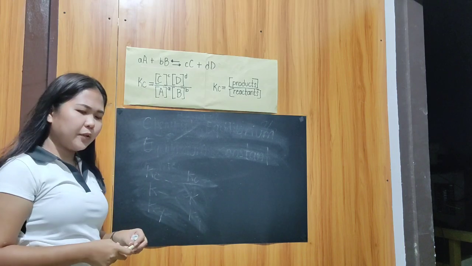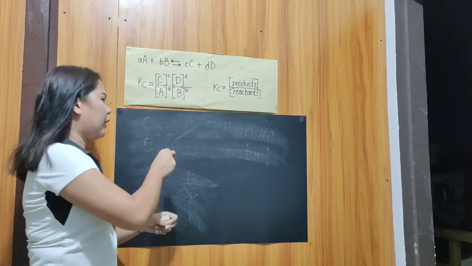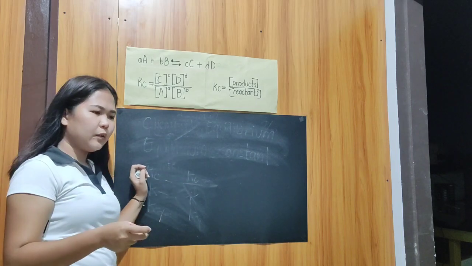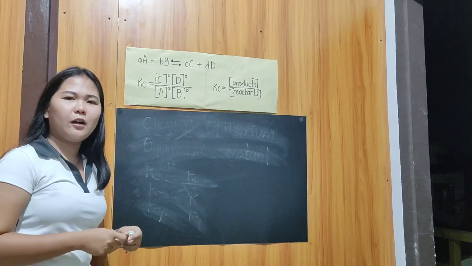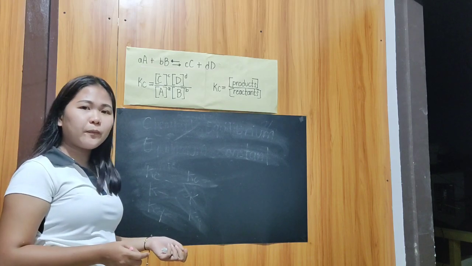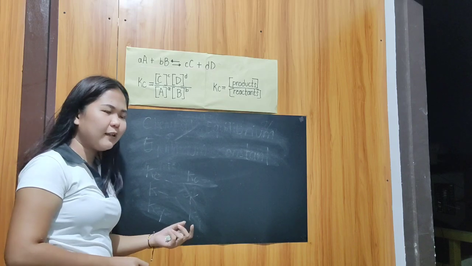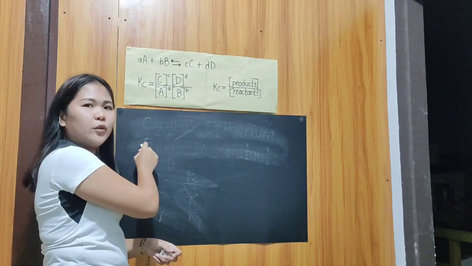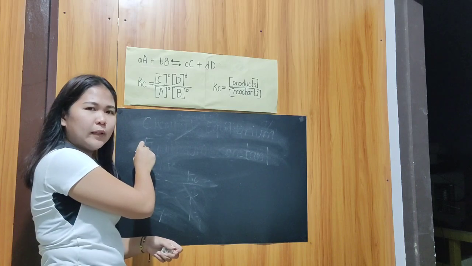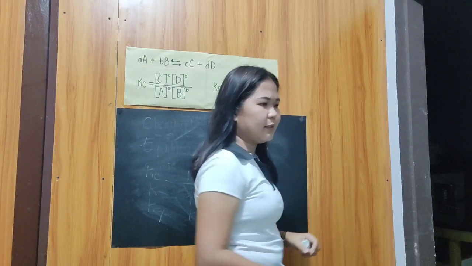And then, whenever you encounter an equation where there are no coefficients, all you have to do is balance the equation. After that, if you have the correct balancing, then you proceed to solving the equilibrium constant expression. Okay, understood? Okay, so next.